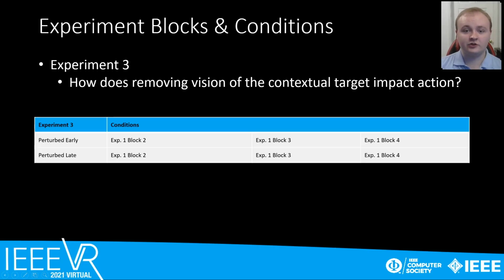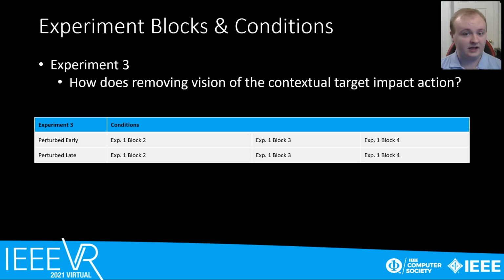Experiment 3 was designed to explore how vision of the contextual target affects the reach to grasp action. Therefore, Experiment 3 is with perturbed vision of the target and its surrounding features, which is to say, the contextual target. There are perturbed early and late conditions. For perturbed early, when the participant leaves the home sphere, it triggers the disappearing of the contextual target, while repeating Experiment 1 blocks 2, 3, and 4.